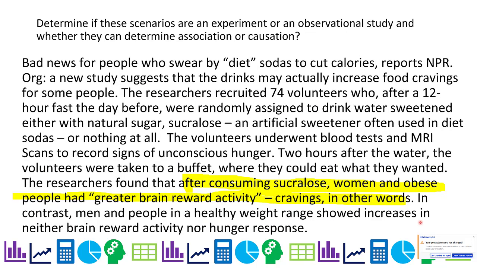All right, bad news for people who swear by diet sodas to cut calories, reports NPR. A new study suggests that the drinks may actually increase food cravings for some people. So the researchers recruited 74 volunteers who, after a 12-hour fast the day before, were randomly assigned to drink water sweetened either with natural sugar, sucralose, an artificial sweetener often used in diet sodas, or nothing at all. The volunteers underwent blood tests and MRI scans to record signs of unconscious hunger. 2 hours after the water, the volunteers were taken to a buffet where they could eat what they wanted.